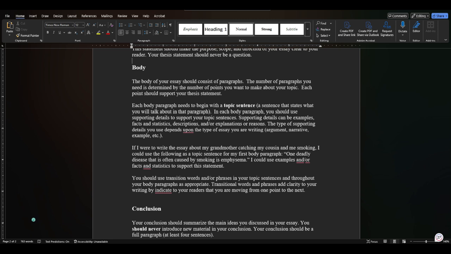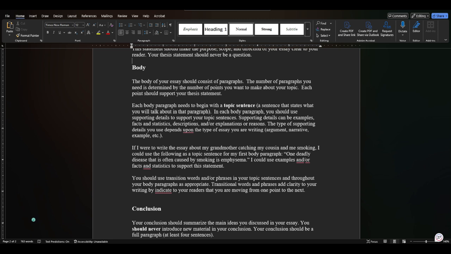In each body paragraph, you should use supporting details to support your thesis statement. Also, each body paragraph needs to start with a topic sentence. We'll talk about those a little bit later, but your topic sentence supports your thesis statement. And in each body paragraph, we need supporting details. Those details can be examples, facts, figures, descriptions, explanations, reasons. It depends on what kind of essay you're writing.